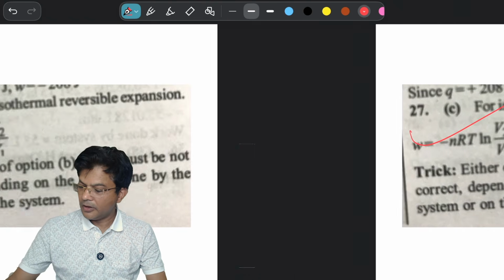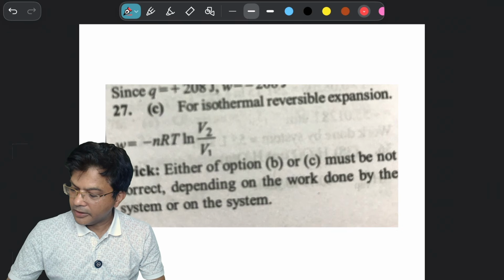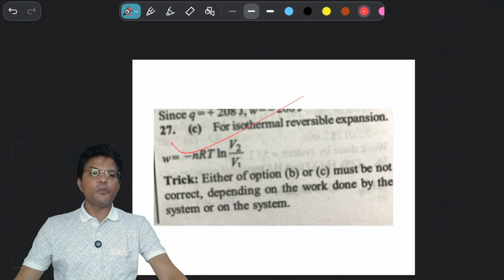Got it? C is the correct answer. Now, I hope this much is more than sufficient.